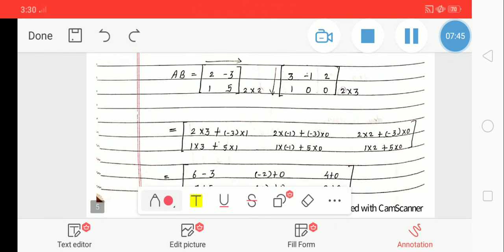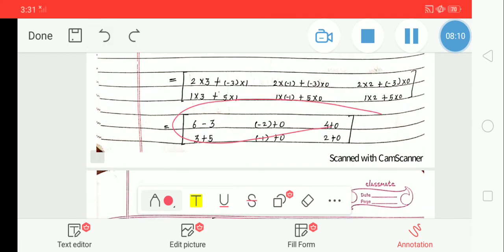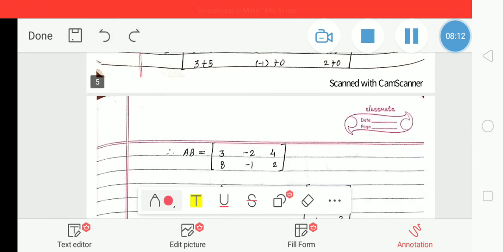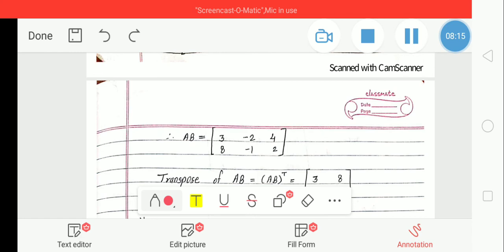So this way and this way: 2 multiplied by 3 plus 3 minus 3 multiplied by 1. Then again first row and second column, then first row and third column, then second row and first column, then second row and second column, then again second row and third column. So we get this equation. Then AB is equal to 3 minus 2 4 8 minus 1 and 2.